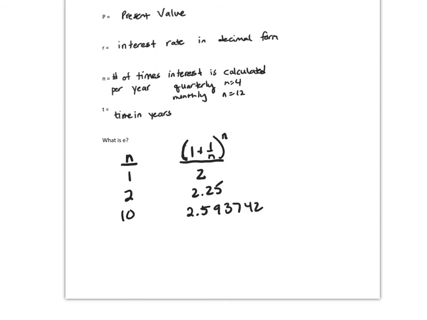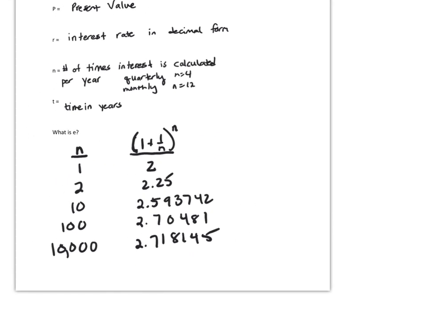2.593742. If I let n be 100, you'd think this would get larger and larger and larger, but it doesn't. This gives you 2.70481. If you let n be 10,000, you get 2.718145. So what is e? If you take the limit as n goes to infinity of 1 plus 1 over n to the n, I'm rounding to 2.72. Let me get my calculator out for a second.